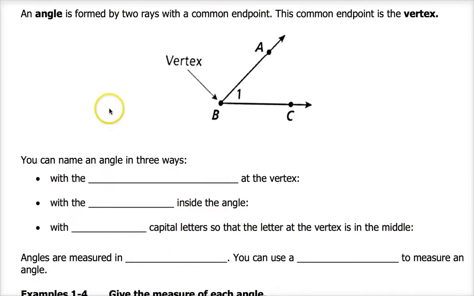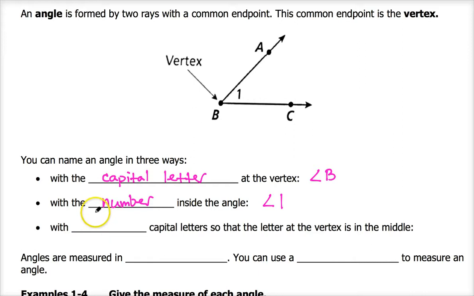So you can name an angle with the capital letter at the vertex. So for instance, this angle here could be named as just angle B, and this is our geometric symbol for angle. You can name an angle with the number inside the angle. So notice how there is a number 1 here inside the angle. We could also call this angle 1.